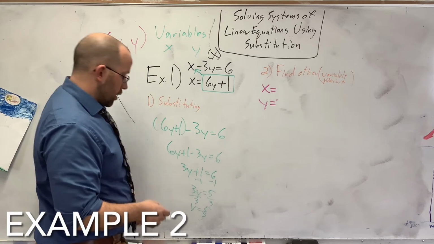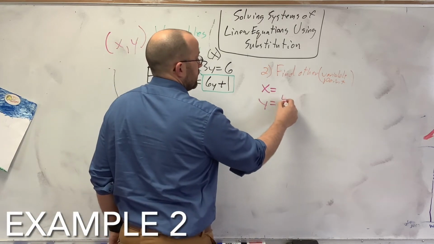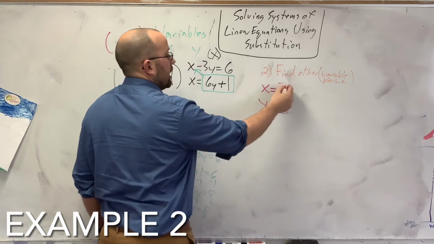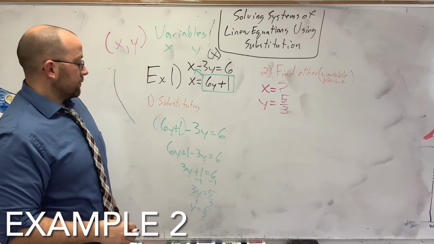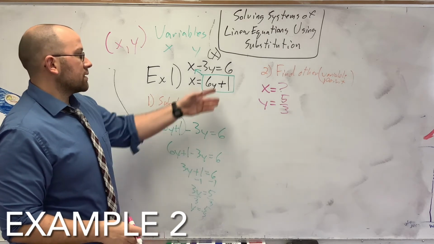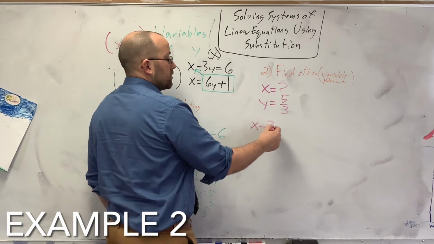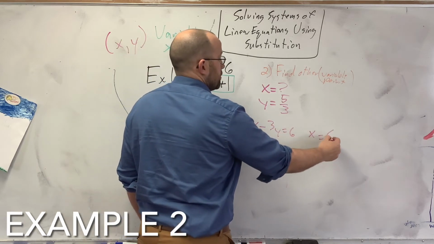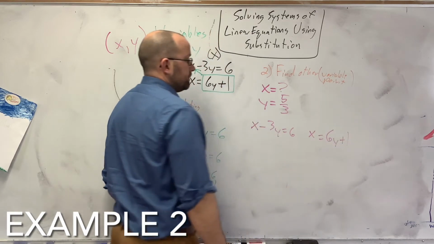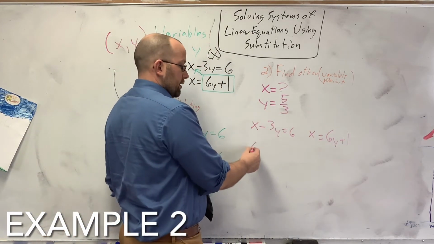Alright, so I know now my y equals 5/3. I need to know what my x is. So now to find my x, I plug it back into the equations. So x minus 3y equals 6, and x equals 6y plus 1. So I take the 5/3 and I plug it in whenever I see the y.